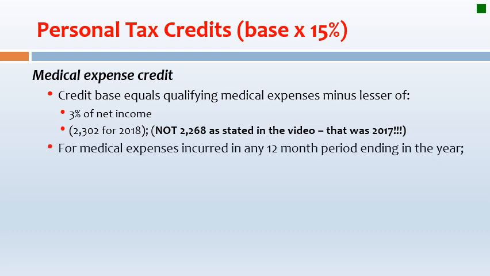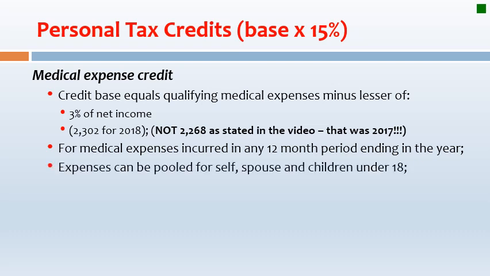Now, this is another interesting credit in that it actually includes medical expenses incurred in any 12-month period, as long as that period ends at some point during the tax year. So, for example, for the year 2017, if you had medical expenses that went from June of 2016 right through to July of 2017, then that 12-month period could potentially be included, even though some of those expenses were incurred in a prior year. Very unusual for tax credits. This is the only one that I can think of off the top of my head that spans a year end like that.